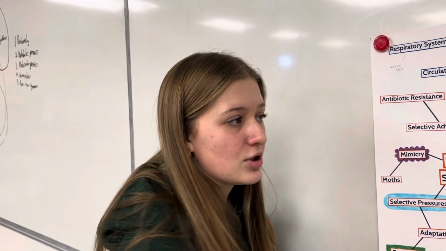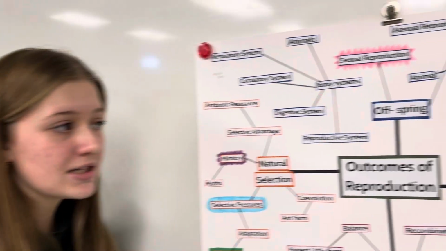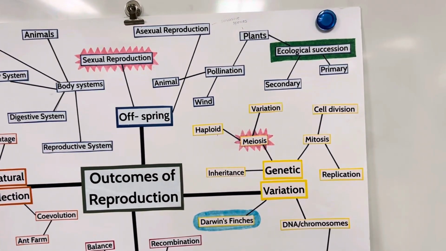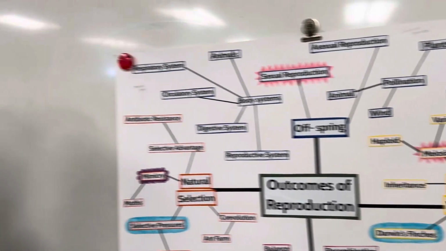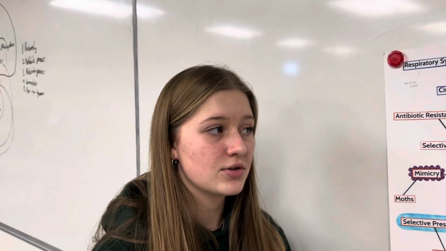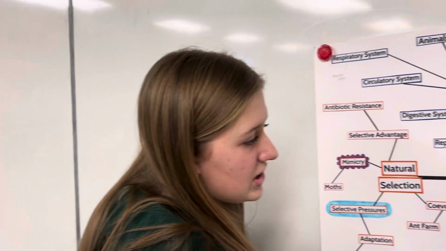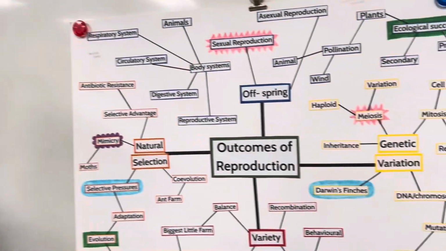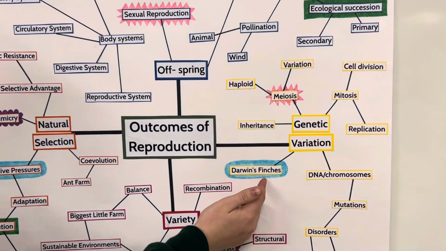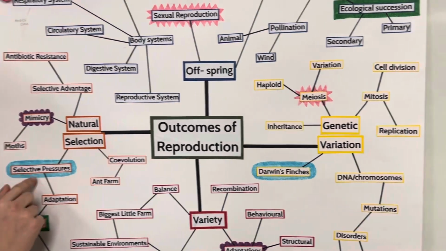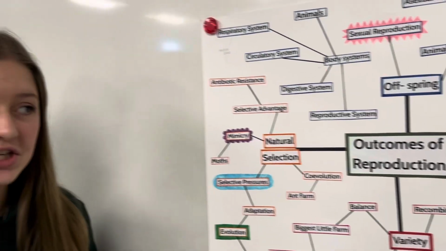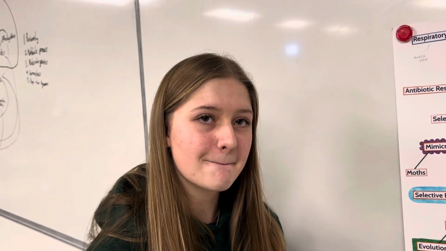I also mentioned here the mitosis part and how it's important for cell division, replication, and growth. If you ever get an injury or a cut, mitosis is the process of healing that injury. I thought that was interesting to add. And then I made a connection here to Darwin's finches, because I saw a lot of genetic variation in this thinking task, and made that connection over here to selective pressures. So that's the genetic variation part of my concept map.